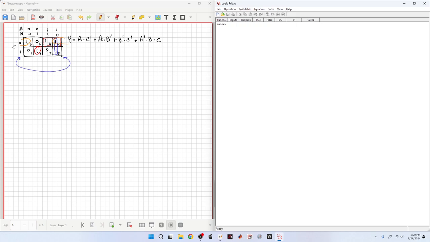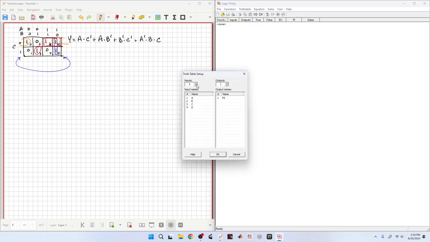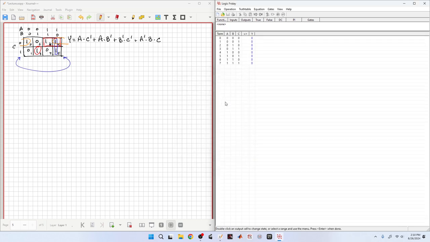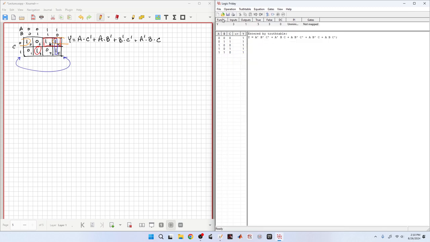Okay, so here's what we just did over here on the left. Let's go into Logic Friday and check our work. Truth table, 3 inputs, 1 output called Y. And we've got row 0, 1, 2, 3, 4, 5, and 6. Enter. There's the unminimized logic function. Operation minimize exact. And there we go.